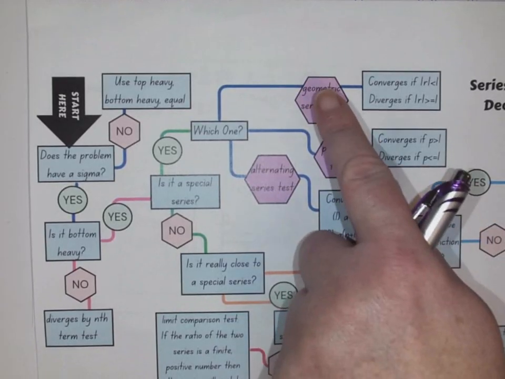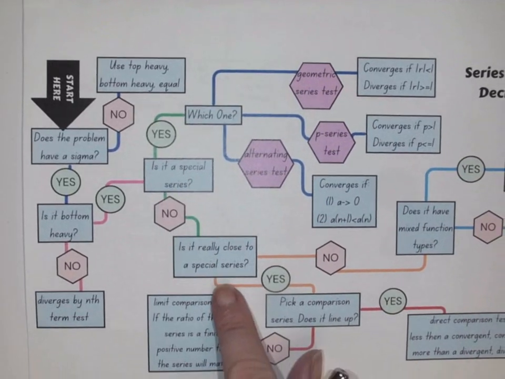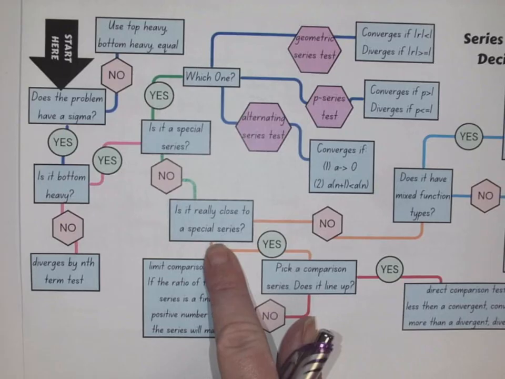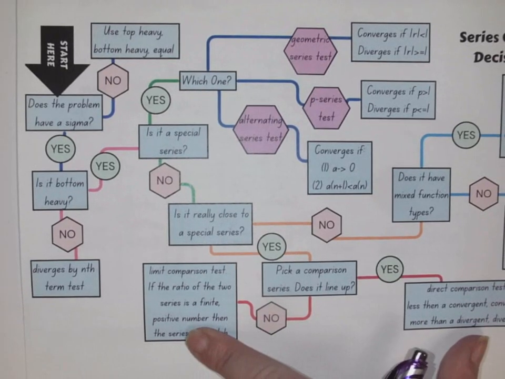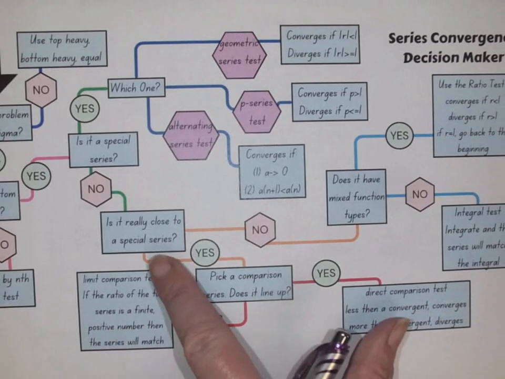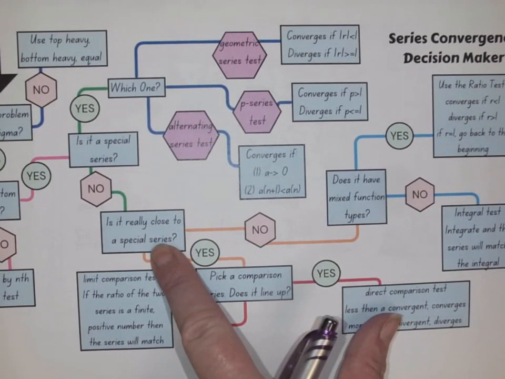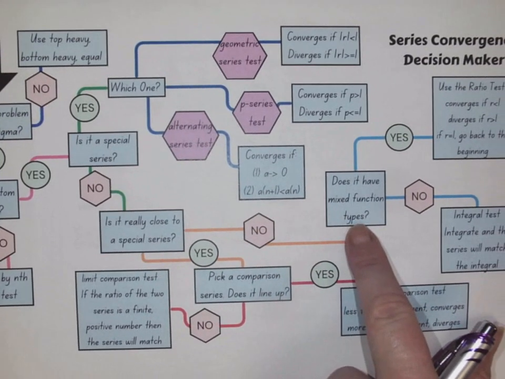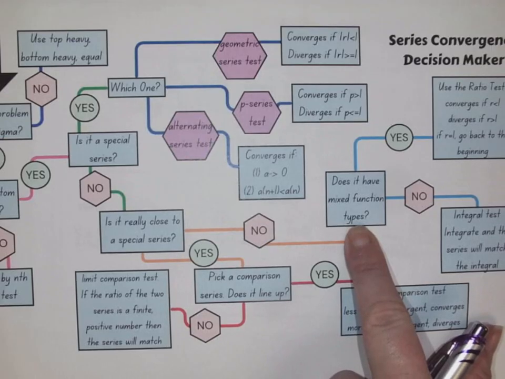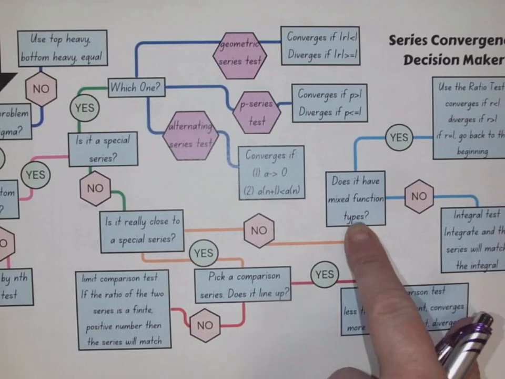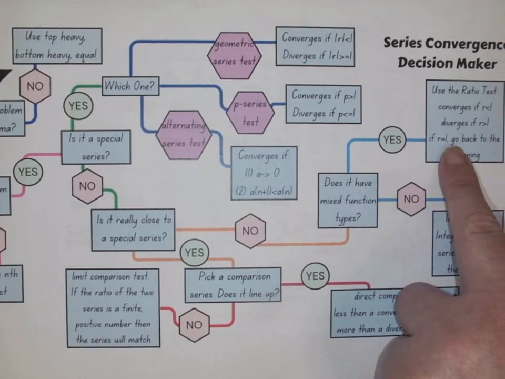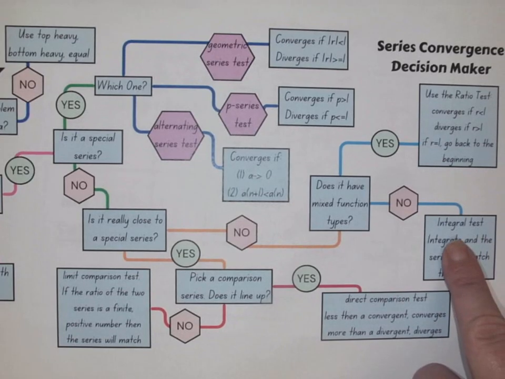If it's not exactly one of the special series, then I ask myself, is it really close to a special series where I can use a comparison test? If it's not really close to a special series, then I come over here and ask myself, does it have mixed function types? If it does, then I can use the ratio test. If it doesn't, then I'm going to try the integral test and see where to go from there.